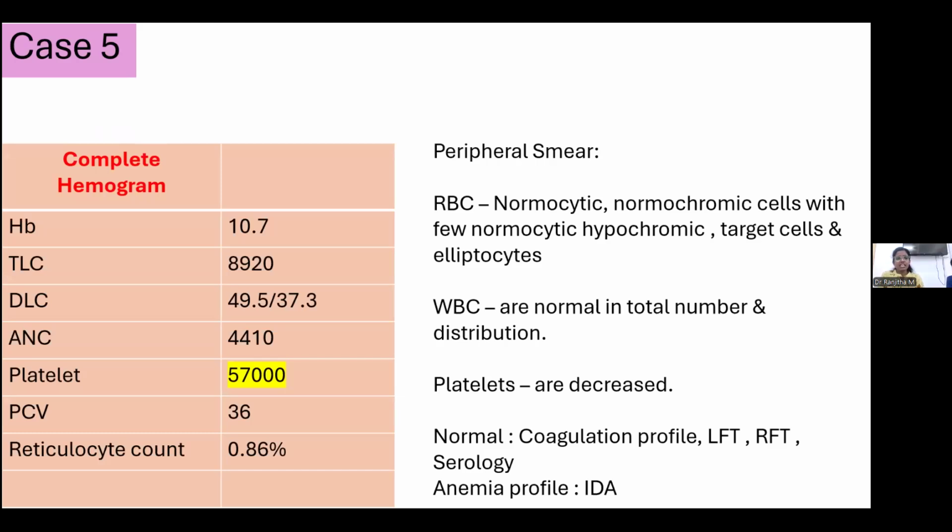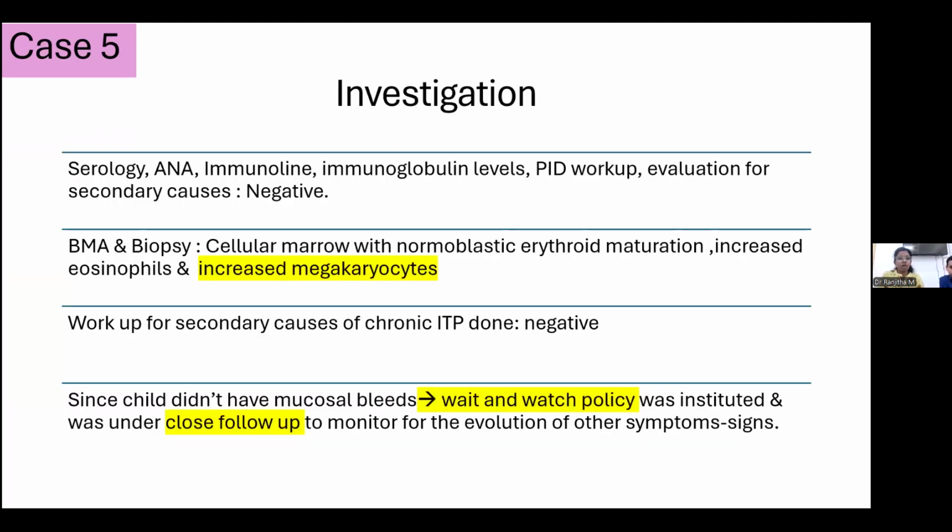But his hemoglobin was 10.7 with normal total and differential counts, and his platelet count under us was 57,000. The peripheral smear showed normocytic normochromic cells with few normocytic hypochromic target cells and elliptocytes. WBCs were normal in number and distribution, and platelets were decreased. Other evaluation was within normal limits.